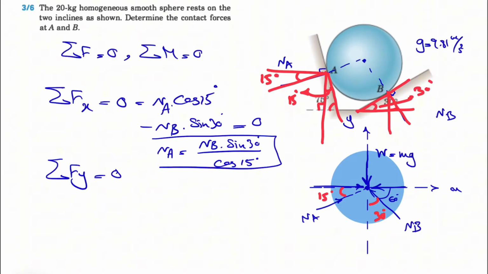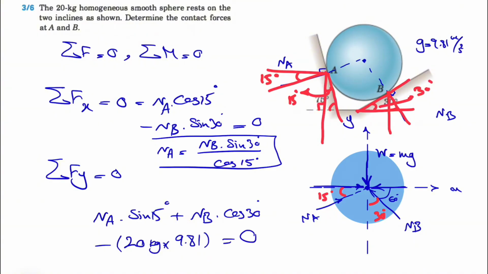So we find NA based on NB, and if we want to do it for Fy, we have the Y component of NA, which will be NA this time sine of 15 degrees. And they're both positive since both are upward. So NB will be this time NB cosine of 30 degrees. And there is one more force in Y direction, and that's the weight of this sphere, which we found is 2 kilograms times G, which was 9.81, equal to 0.